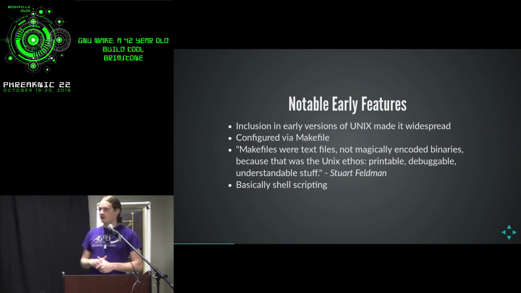It was included in early versions of Unix, which led to it being very widespread. It's configured via Makefiles, which are just little plain text files. There's nothing magic about the files. They're not an encoded binary blob or anything. You can just open them with a text editor and change what the rules are, what the rules do, what the rules depend on. It's basically shell scripting, like we were talking about earlier. It's just a set of commands where you say that when this file changes, I need you to go run these things, and that'll produce the artifact that we described earlier.